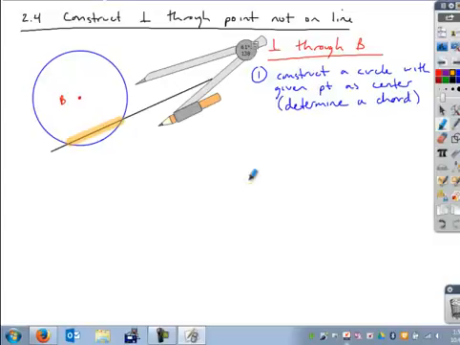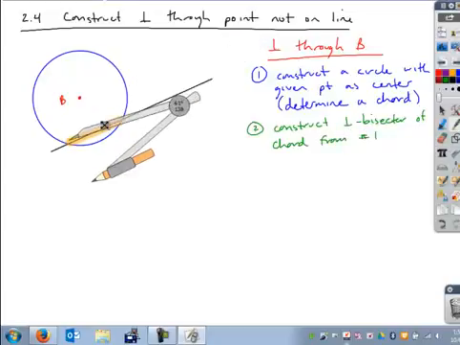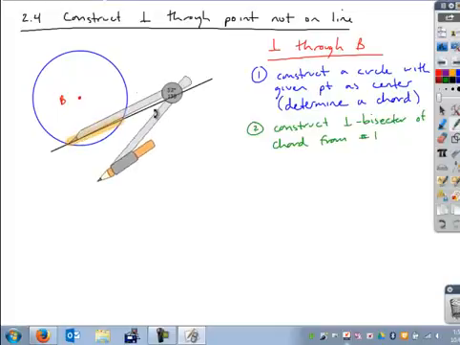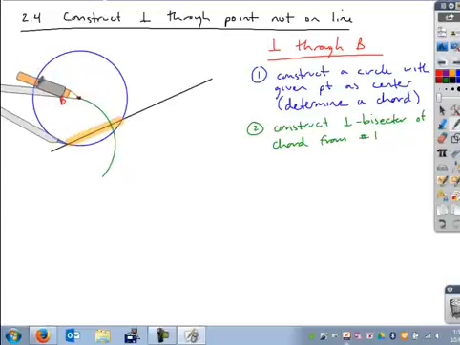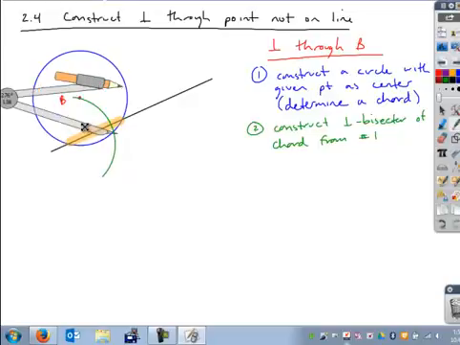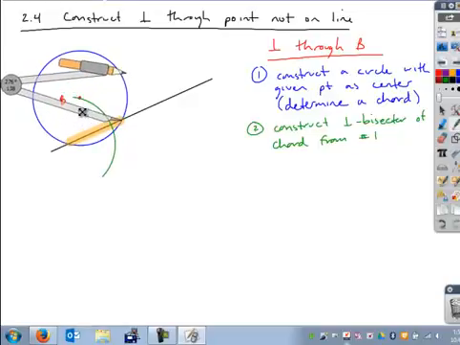Okay, and then the second step, very similar to what we did in the last construction, you're simply going to construct a perpendicular bisector of this chord. And in this particular construction, you don't even need to change your compass setting. If you keep the compass setting the same, one set of intersecting arcs on this perpendicular bisector should pass through the original point, or the center of our circle.